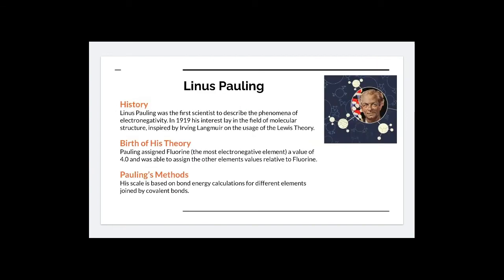Linus Pauling was the first scientist to describe the phenomena of electronegativity. His work was inspired by Irving Langmuir and his usage of the Lewis theory. Pauling is known for assigning fluorine with a value of 4.0 and then used that to assign the other elements' values relative to fluorine. His methods include the scale, which he is famous for, and the scale is based on energy calculations for different elements joined by covalent bonds.